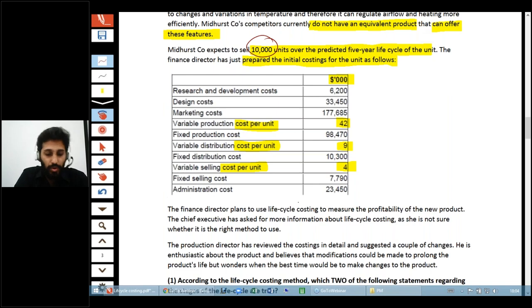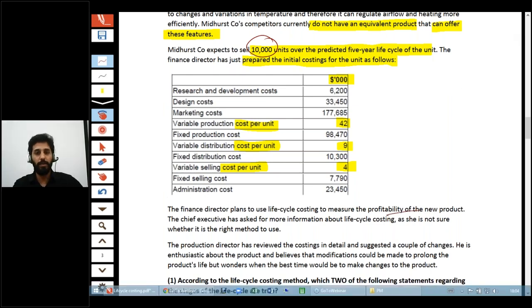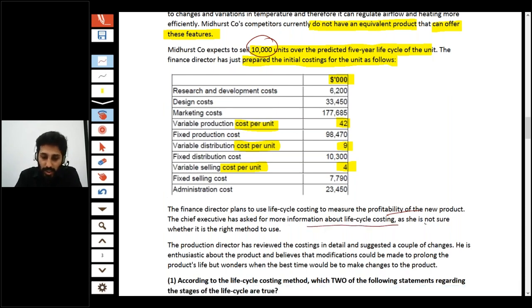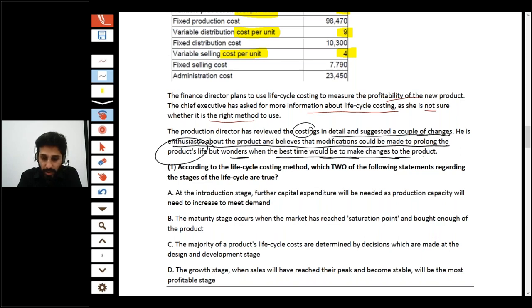The finance director plans to use life cycle costing to measure the profitability of the new product. And secondly, the CEO has asked for some more information about the life cycle, as she's not sure whether it is right to use. The production director has reviewed the costing in detail and suggested a couple of changes. He is enthusiastic about the product and believes that modifications could be made to prolong the product's life, but wonders when the best time would be to make changes to the product.